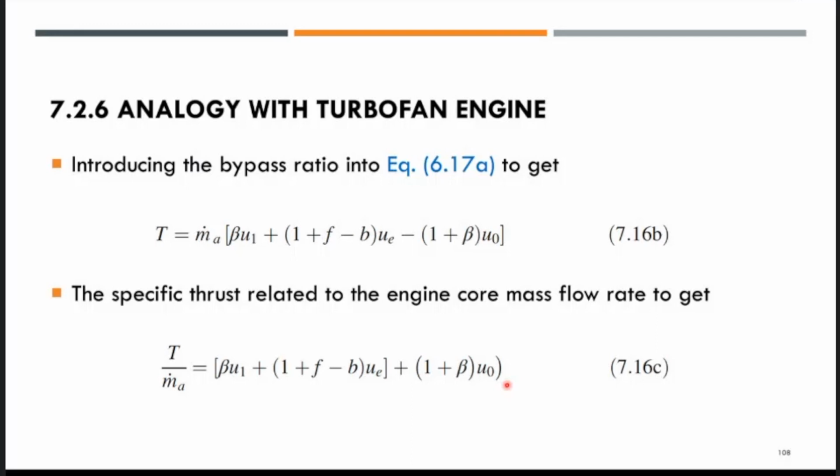Introducing the bypass ratio into the equation, okay, again this is slightly wrong, not 6.17A, it is 7.16A, okay, so this is again wrong, and you get the expression of 7.16B, putting the bypass ratio value over there. The specific thrust related to the engine core mass flow rate gives this expression 7.16C, where this one is just the thrust, and this is the specific thrust where you divide the thrust with the mass flow rate.